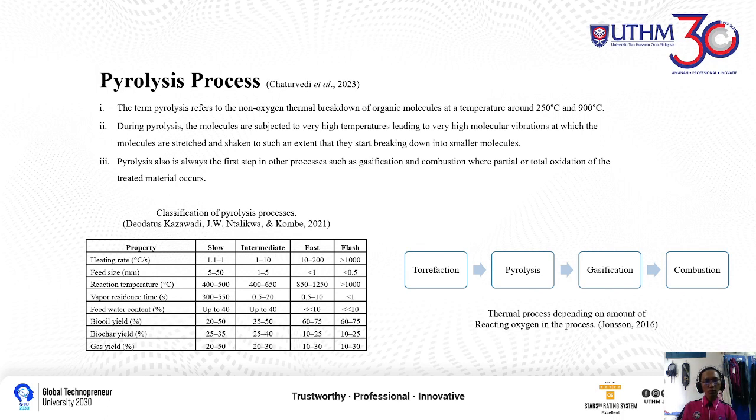Classification of pyrolysis process: slow, intermediate, fast, and flash pyrolysis, which differ in the properties of heating rate, feed size, reaction temperature, vapor residence time, feed water content, bio-oil yield, biochar yield, and gas yield. Thermal processes depend on the amount of reacting oxygen in the process. First, torrefaction. Second, pyrolysis. Third, gasification. And last, combustion.